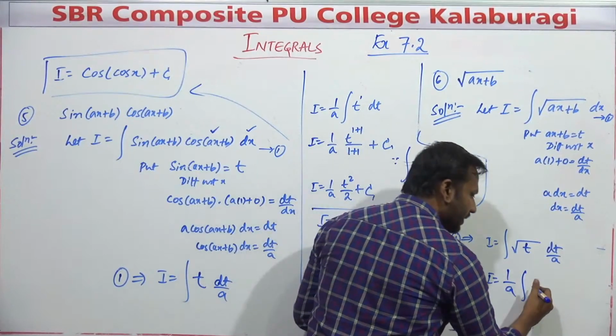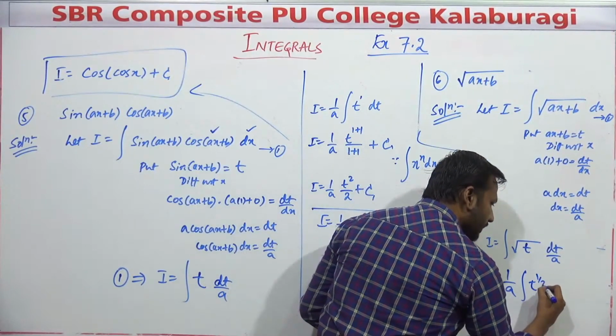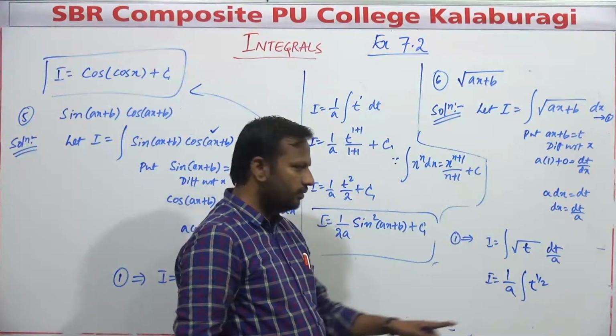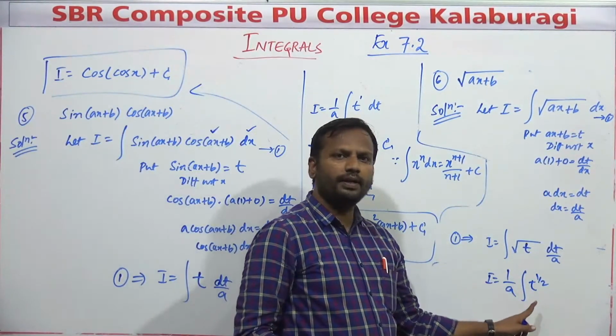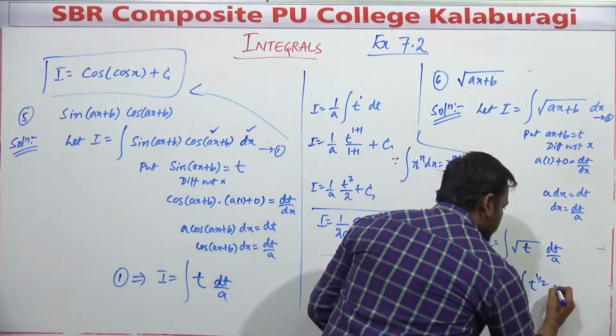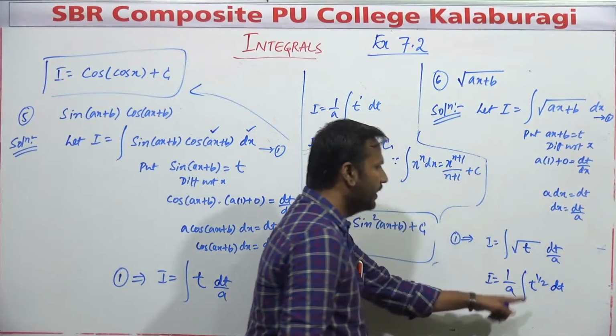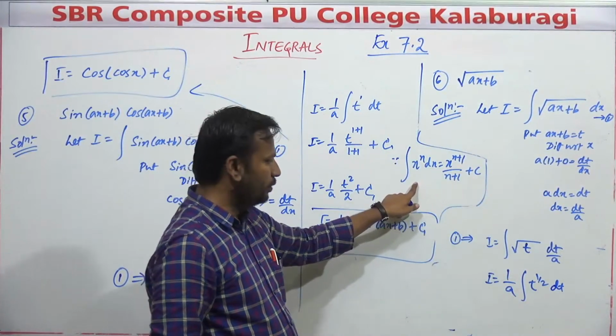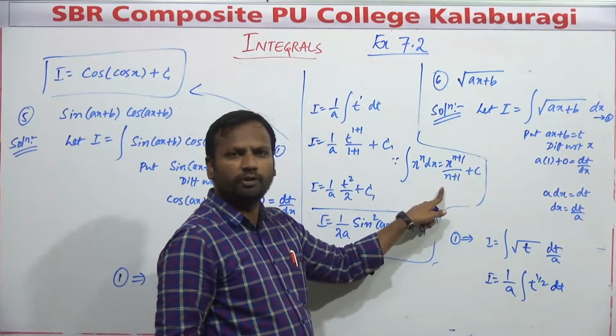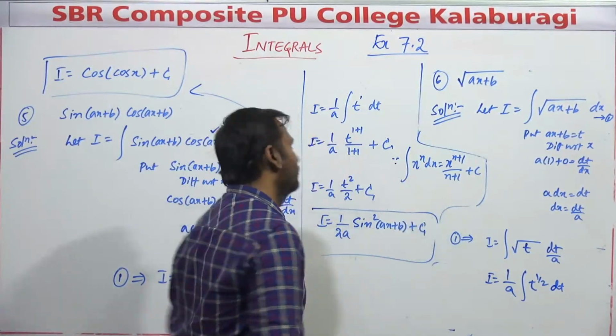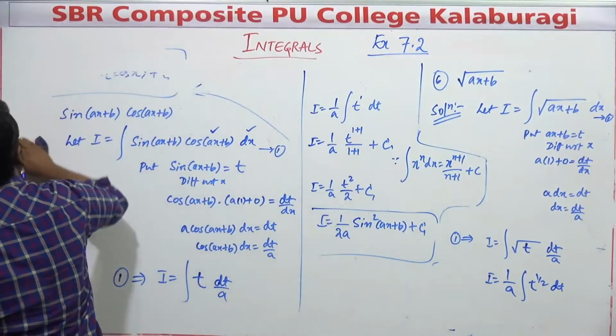Root t I can write as t to the power 1 by 2. Agree? Root t can be written as t to the power 1 by 2 dt. So again let us use the same formula here. Though it looks like the x raised to n formula, use the same formula, students.